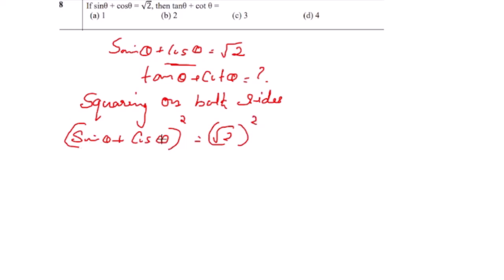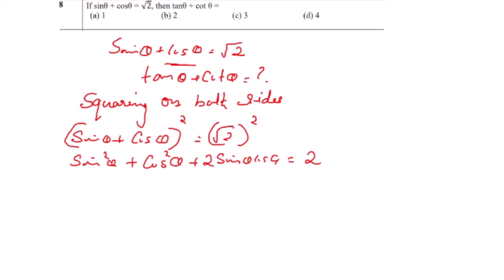So what is sin theta plus cos theta whole square? For that, the identity a plus b whole square is a square plus 2ab plus b square. So sin theta plus cos theta whole square is sin square theta plus cos square theta plus 2 sin theta cos theta. That is a square plus b square plus 2ab. So 2 sin theta cos theta, that is equal to root 2 square, which is 2.